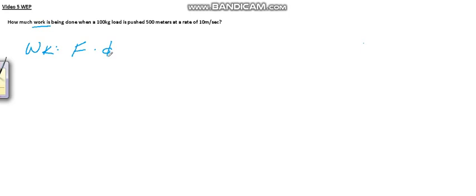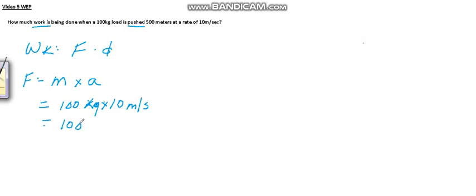Do we know force? No. Do we know distance? Yes. Okay, so let's take a look at force. The force in this case is going to be equal to the mass, which we know, times the rate of acceleration. We're not lifting it, so we don't have to worry about the gravitational constant. We're just pushing it. So force is equal to mass times acceleration. If mass is 100 kilograms and my rate of acceleration is 10 meters per second, then my force must be equal to 1,000 newtons.